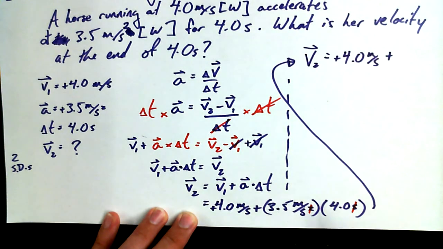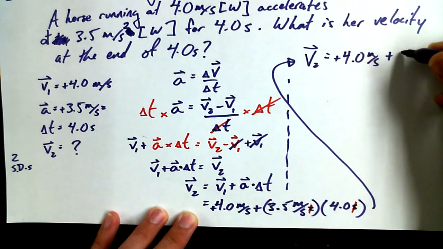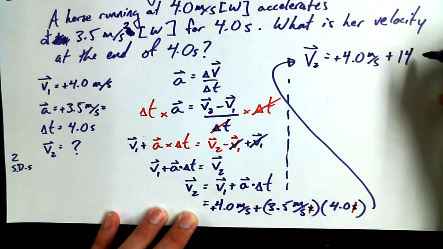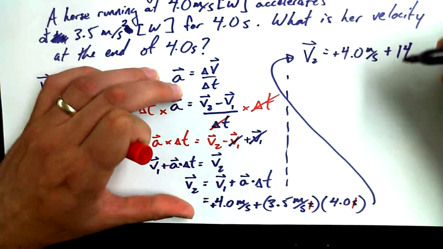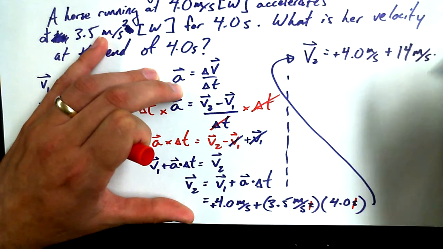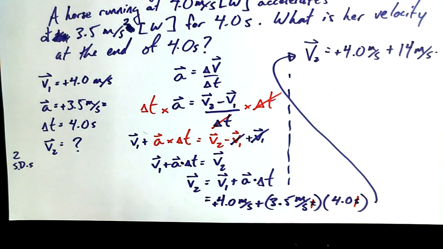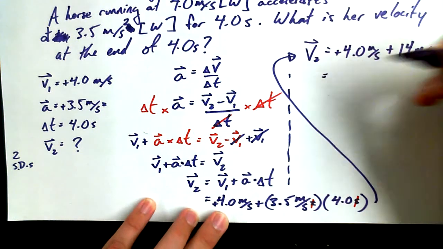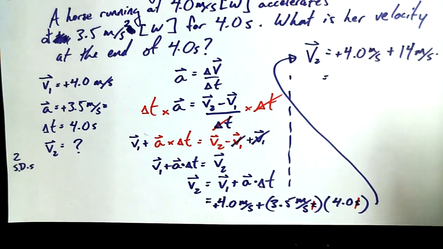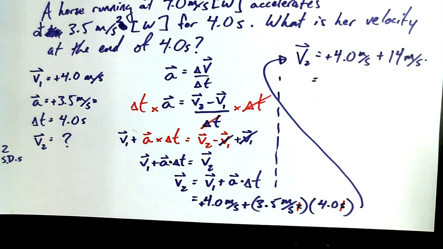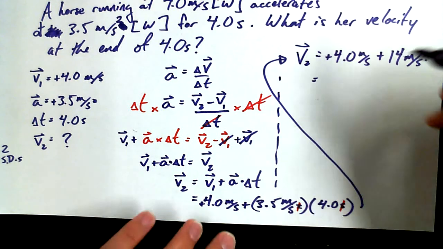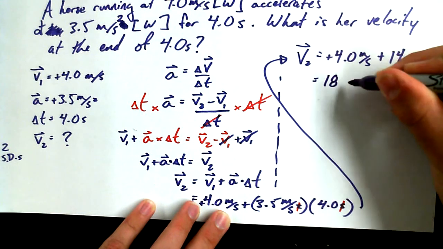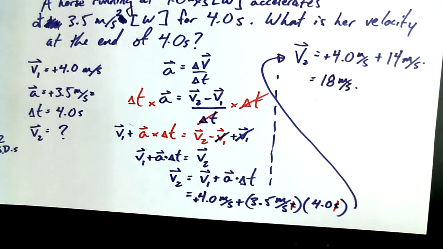plus 4 times 3.5. It's going to end up being 14. 14 meters per second, 4 times 3.5, right? It's BEDMAS, so you have to do the multiplication first. And 4 plus 14, can anybody do it in their head quick? What's that? You said 4 times 14. 4 plus 14, I'm so sorry. 4 plus 14, you're right. That's 18, thank you, that's a lot easier. Meters per second. 18 meters per second.